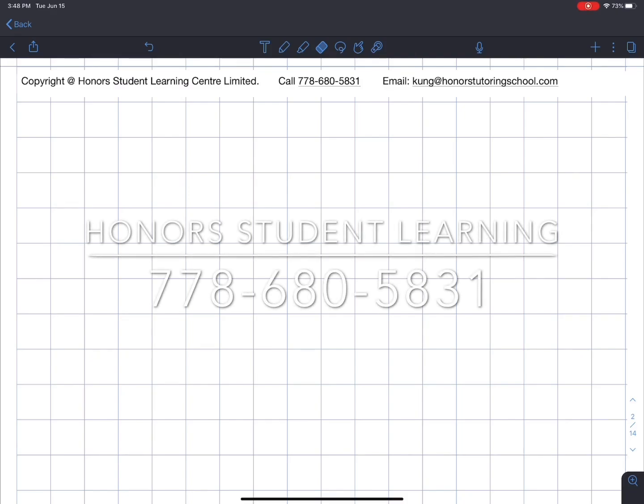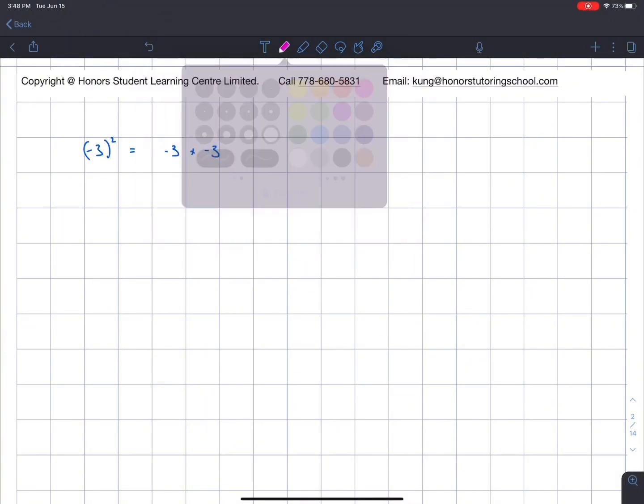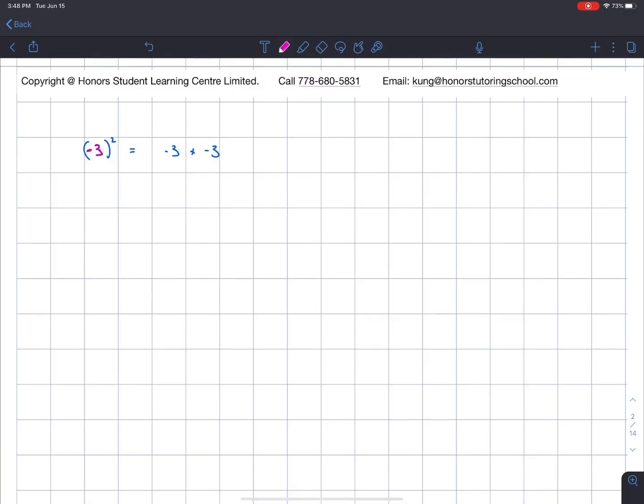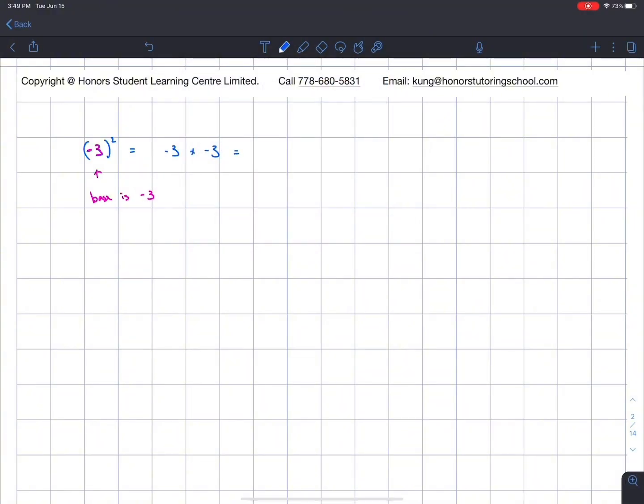Okay, moving on to question 3. So first I want you to consider some of the examples here. If we have, for example, (-3) squared, this is the same as -3 times -3. So you need to know that here with the bracket, the base is -3. This is why the -3 is being multiplied by itself 2 times to get +9. Or I can say that it's +9 or just +3 squared, right?